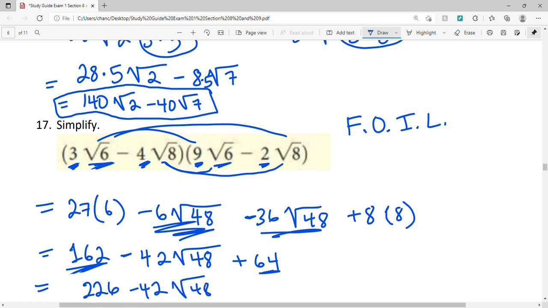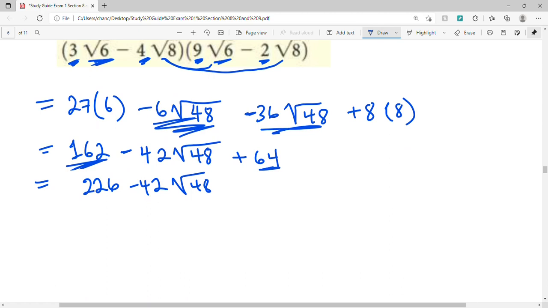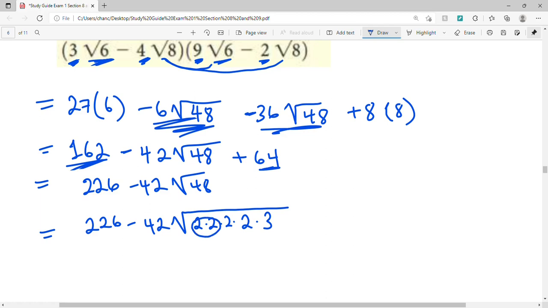Now we could break down 48 a little bit further. We can simplify that with the prime factorization. And so this could be written as 226 minus 42 root. I could break down 48 as 2 times 2 times 2 times 2 times 3. And we're looking for pairs. So we have 2 pairs of 2's. I could rewrite this as 226 minus 42 times 2 for the first pair times 2 for the second pair, root 3. So let's simplify this finally.